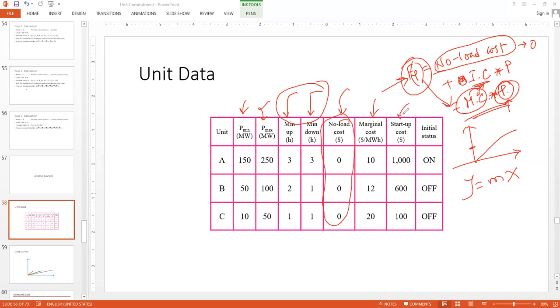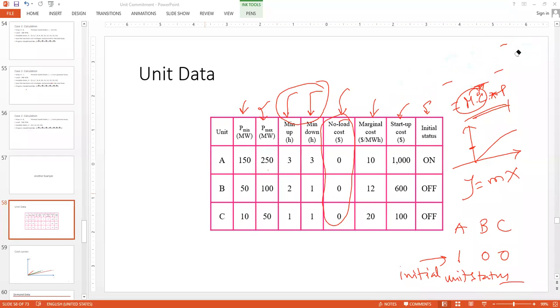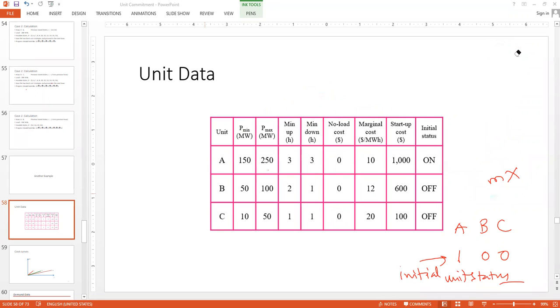Okay, startup costs are given directly, so you don't have to bother about hot start or cold start. And the initial status is given. If I say A, B, C, the initial unit status is something like 1, 0, 0. So these are the data given for solving the problem. Now let us see what the load profile is. We have to know the load profile and for how long we have to solve this problem.